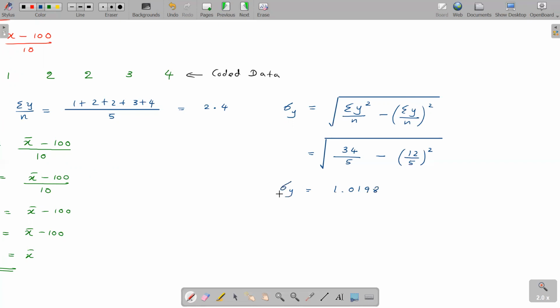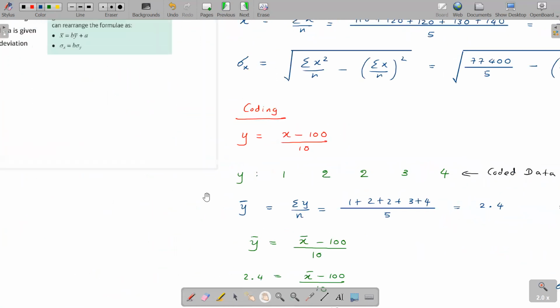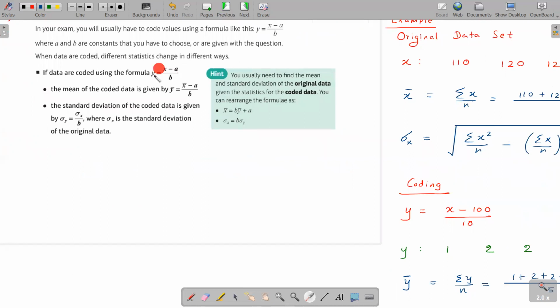Okay, now how do we go? Is sigma y our final goal? No, y is the coded data. What we really require here is the standard deviation of the original data set. That's what we want. We need to get the standard deviation of our original x data set. So how do we do that? Look, we have a coding of the form y = (x - a)/b, right? So pay attention to this. This is really important.